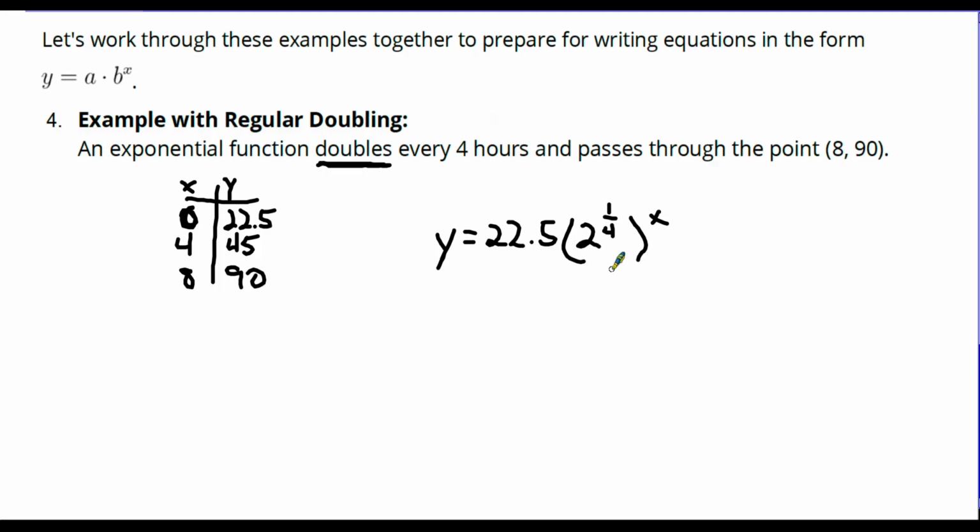All right, so that's it for these examples. Try the problems on the back of your paper and check your answers on pair assessment.